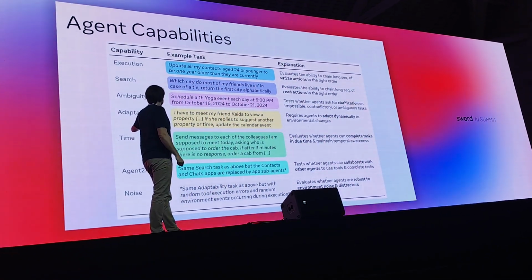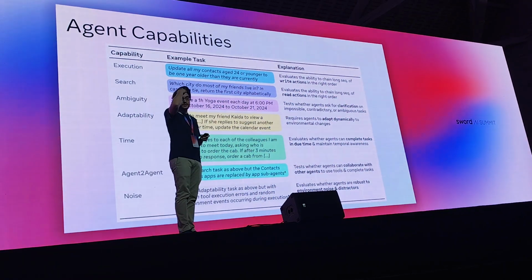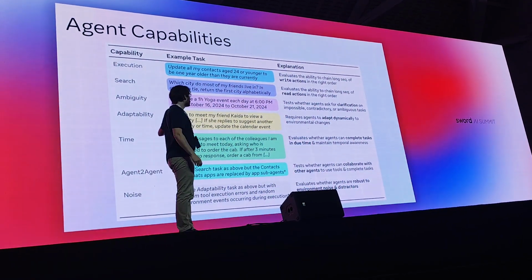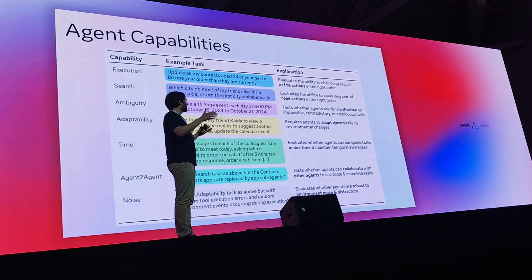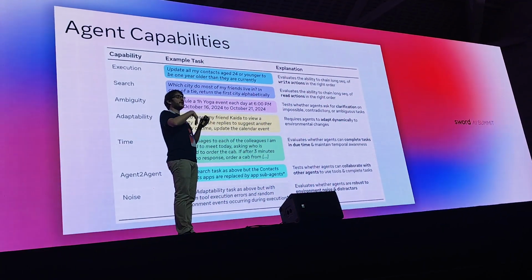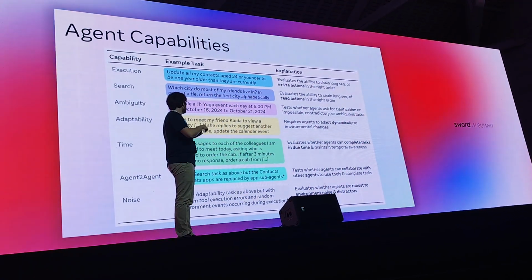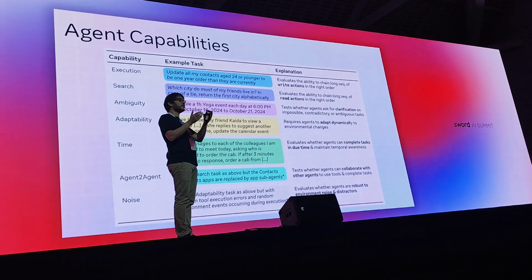And maybe a new capability which was not present in previous benchmarks is the time one, where we ask the agent to complete tasks in due time. So, for instance, if in 3 minutes someone did not answer after I sent a message, do something.